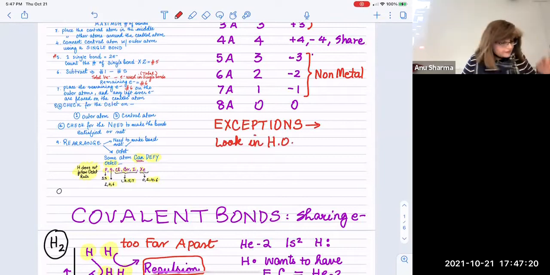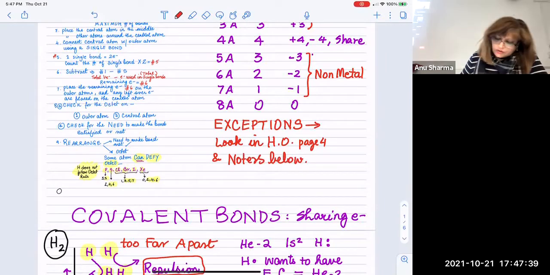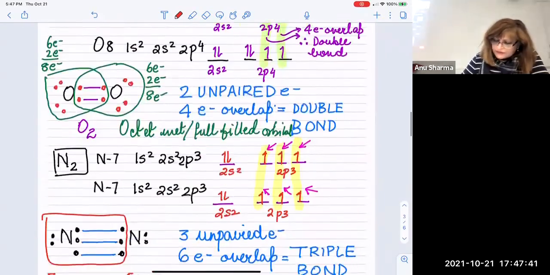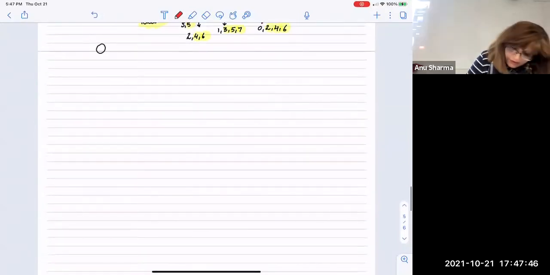So this is one thing I'm writing here. Look in the handout, which is on page number 1, 2, 3, 4, page 4, and notes here, and notes below. Okay, so now let's look into this piece. What are the exceptions? Exceptions are here.